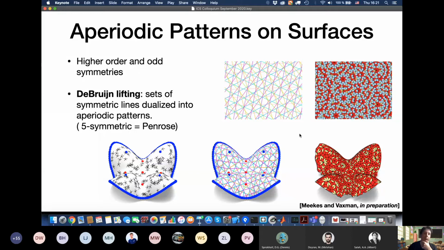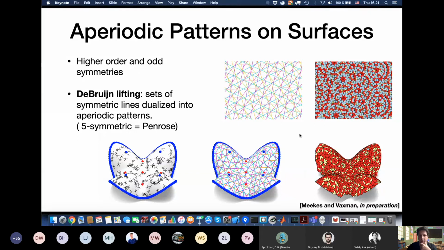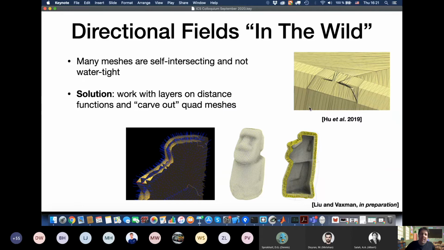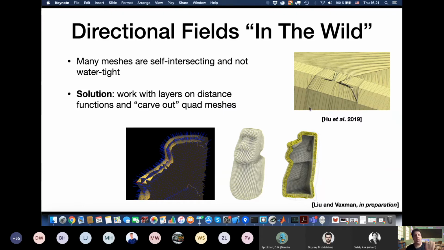And finally, I want to talk about another work that we do in preparation. And that also goes into a lot of stuff that is very hot right now in geometric processing. It's called directional fields in the wild. Now, the underlying problem is that so far I assumed we have a triangle mesh, and there's a nice neighborhood to the triangle mesh, and I can put a vector in each of those neighbors, and I can compare them.